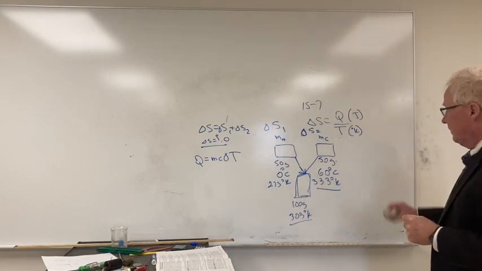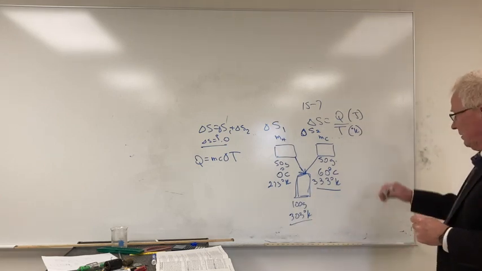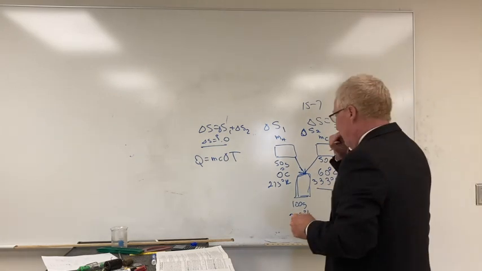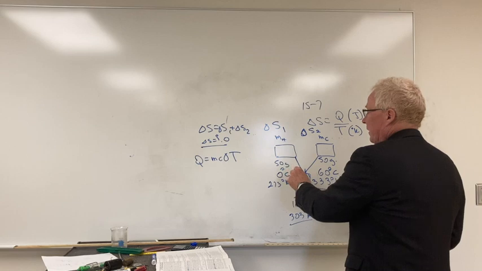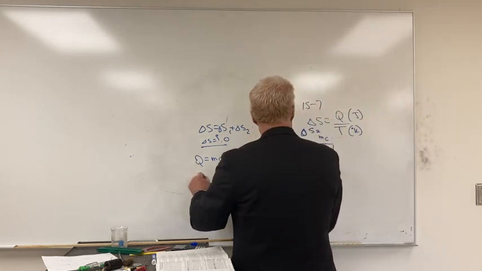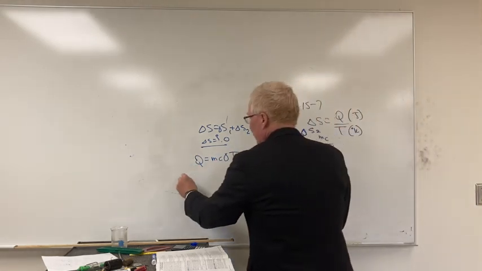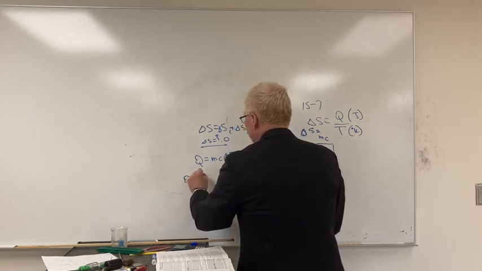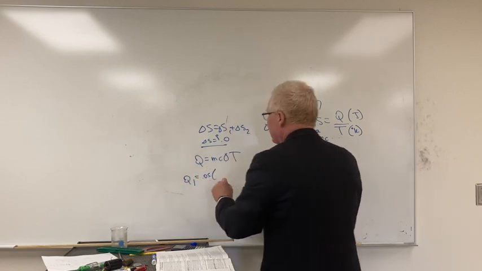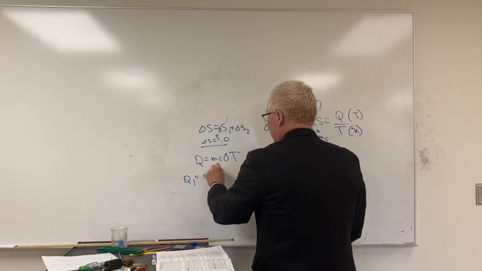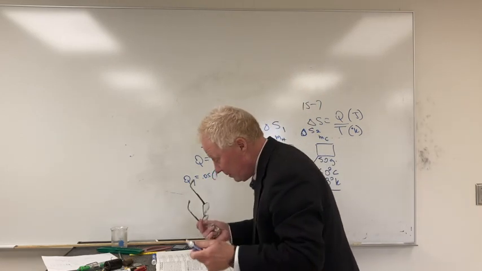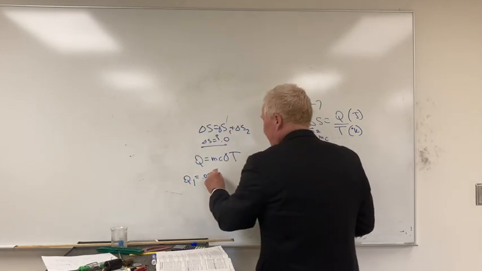I'm going to erase this part because I need that space. Let me put down this. So this is 1, this is 2. So Q1 will be 0.05 times 1. Oh, not 1. We've got to do specific heat.